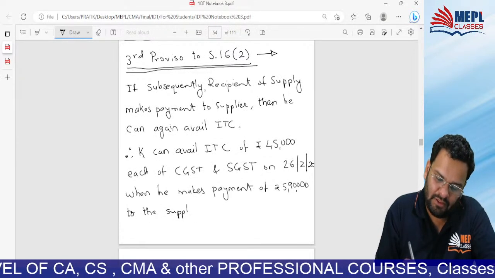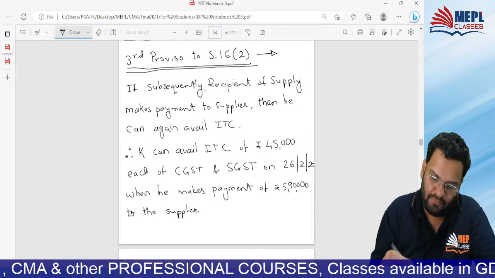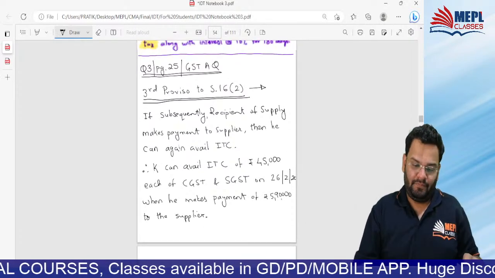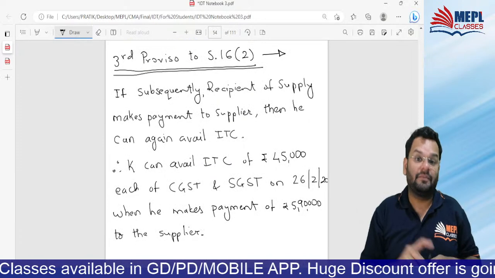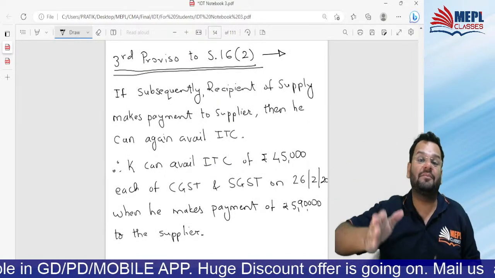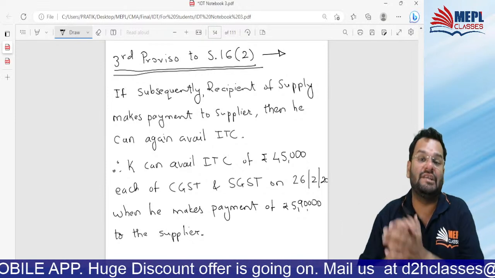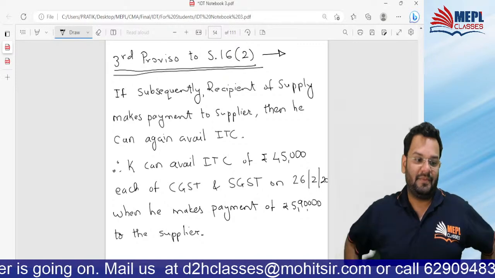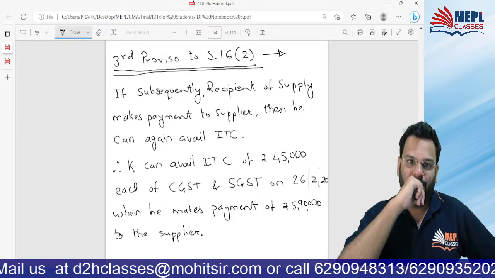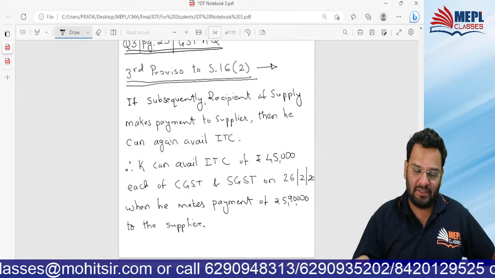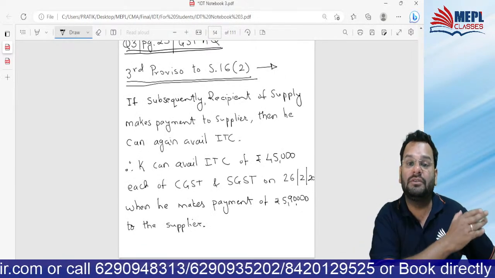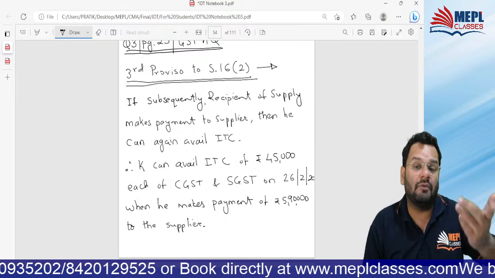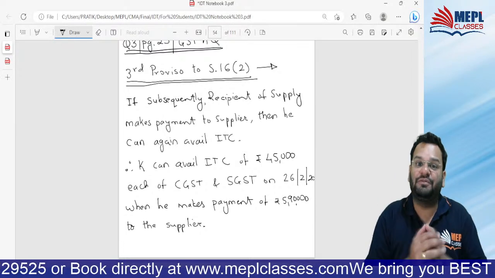Guys, is it clear to you? Is the point very, very clear to all of you? Because this completes our availment of ITC, eligibility and conditions of availing the ITC. So now, if it is clear to all of you, we will go to a quick revision of what we have done in ITC. Meanwhile, if you have any doubts, feel free to ask.